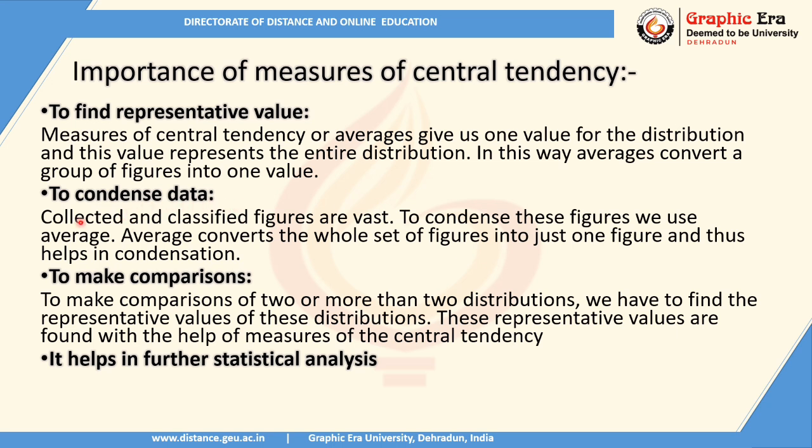To condense data, collected and classified figures are vast. To condense these figures, we use average. Average converts the whole set of figures into just one figure and thus helps in condensation. To make comparisons of two or more than two distributions, we have to find the representative values of these distributions. These representative values are found with the help of measures of central tendency, and it helps in further statistical analysis.